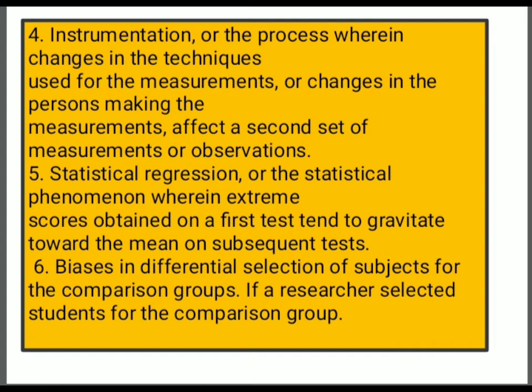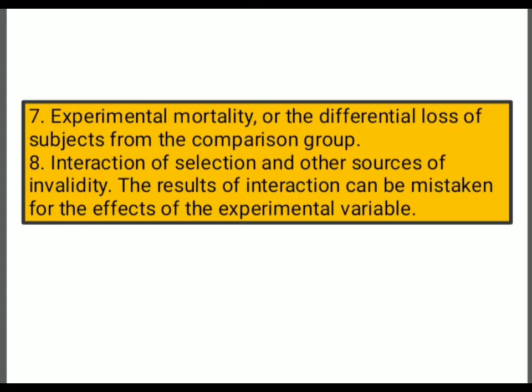biases in differential selection of subjects for the comparison group, for example if a researcher selected students for the comparison group. Seventh, experimental mortality, or the differential loss of subjects from the comparison group. Eighth, interaction of selection and other sources of invalidity. The result of interaction can be mistaken for the effect of the experimental variable.